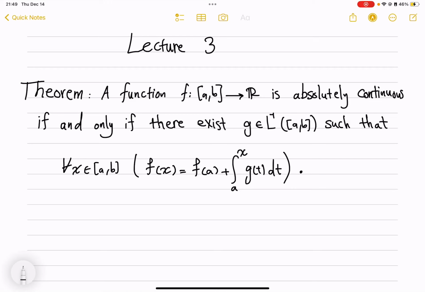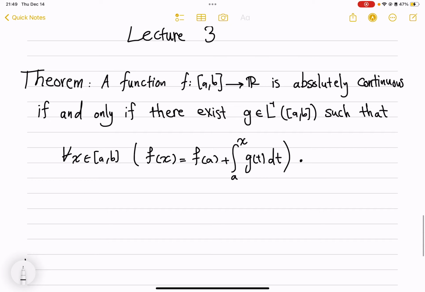In this lecture, we look at a new characterization of absolutely continuous functions that will be useful later when discussing the theory of Newtonian Sobolev functions. The theorem says that a function defined on a compact interval in R is absolutely continuous if and only if there is an integrable function g on [a,b] so that integrating g gives us f.